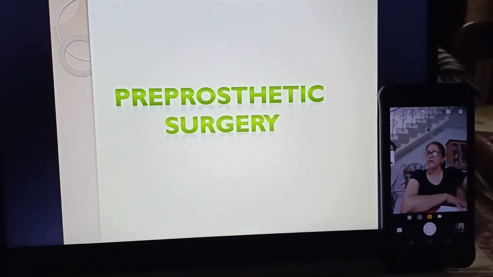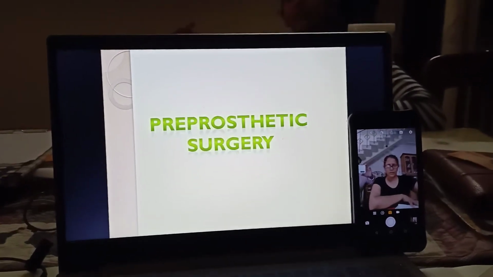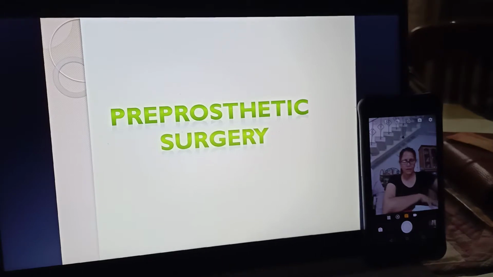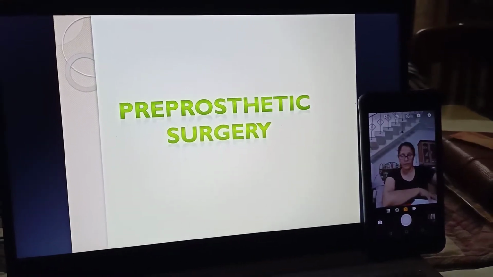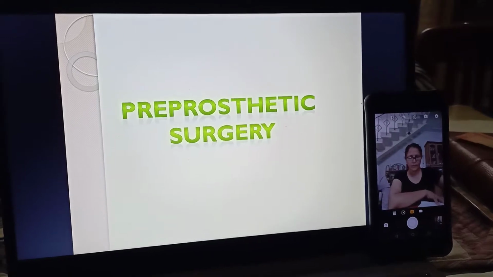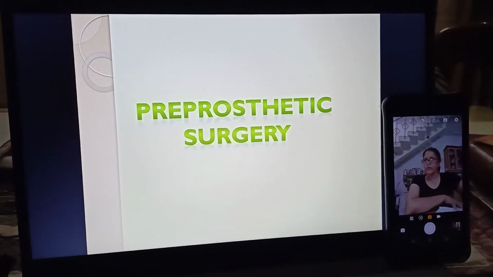The topic is pre-prosthetic surgery. The starting point is the tooth extraction or extraction of multiple teeth, resulting in the beginning of gradual changes in the shape, height, and width of the alveolar ridges, which in turn influence the soft tissue attachments.